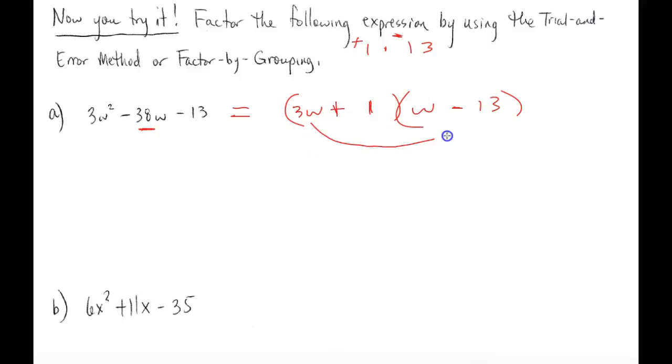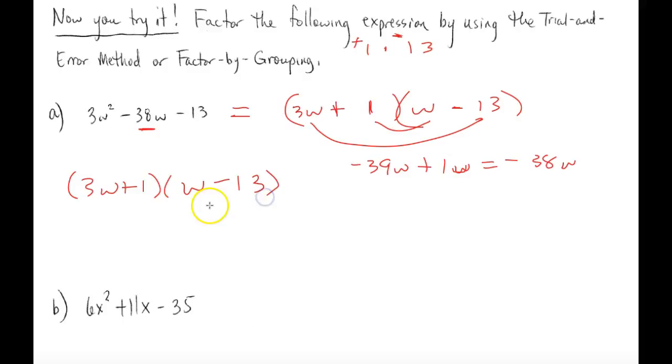To check everything, we'll do the outer and inner parts of the FOIL method. So 3w times a negative 13 is a negative 39w, plus 1w, which gives us a negative 38w. So we know that this works out, and our answer is just 3w plus 1 times w minus 13.